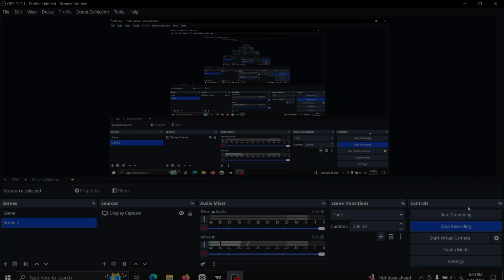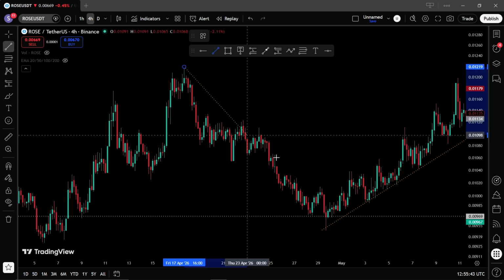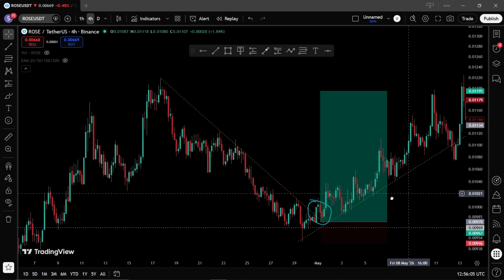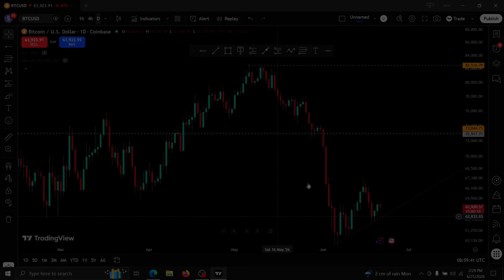Step 5. Break and retest. When the trend line finally breaks, don't jump in right away. Wait and watch. Does price come back to retest that broken level? If it retests and holds, that's your confirmation. This single habit will save you from so many fake outs.